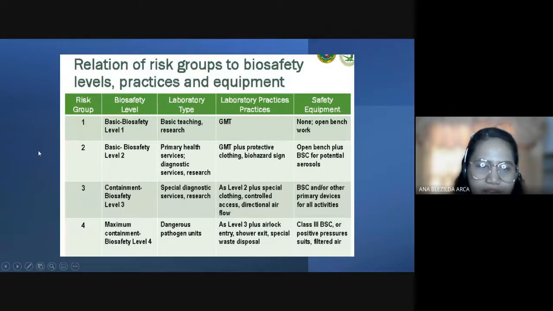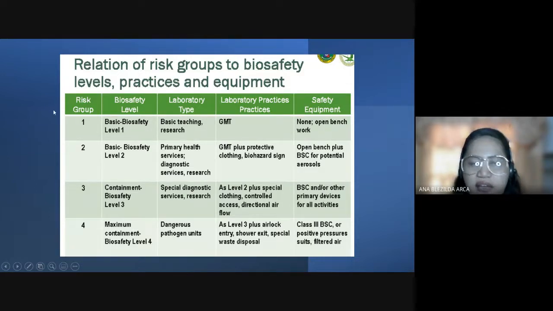So based on the risk group, meron kang mga different biosafety level that you must be able to practice. If it is group 1, level 1 lang na biosafety. So mga basic lang yan. Pwede kang mag-work sa open bench. Hindi mo kailangan ng biosafety cabinet dyan. Pwede sa table lang. Kasi nga, hindi naman siya pathogenic, di ba?